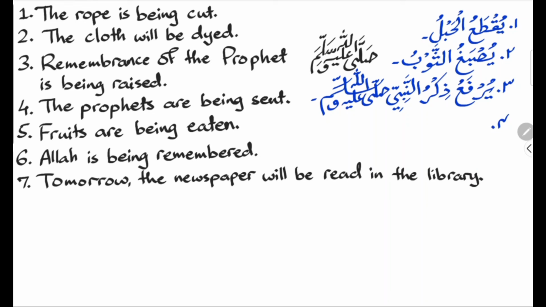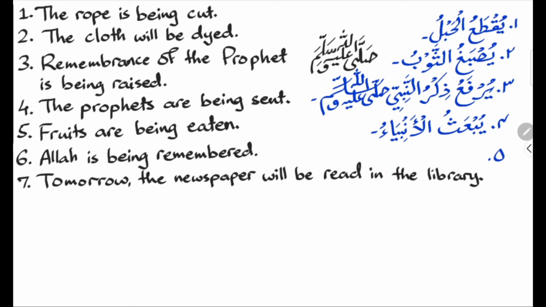Number 4. The prophets are being sent. Being sent is yub'athu. The prophets is al-anbiya. Al-anbiya is the plural of an-nabi. Yub'athu al-anbiya.